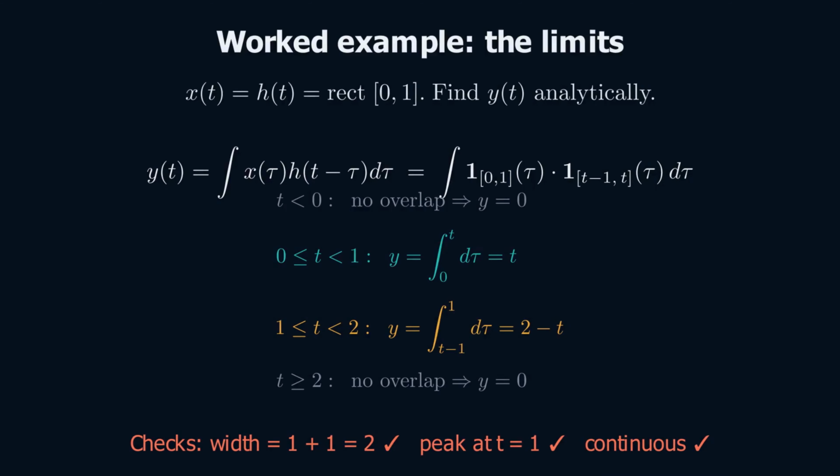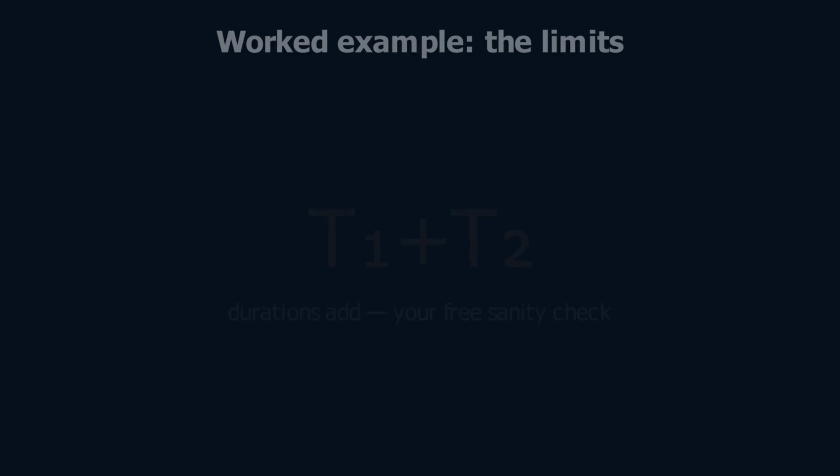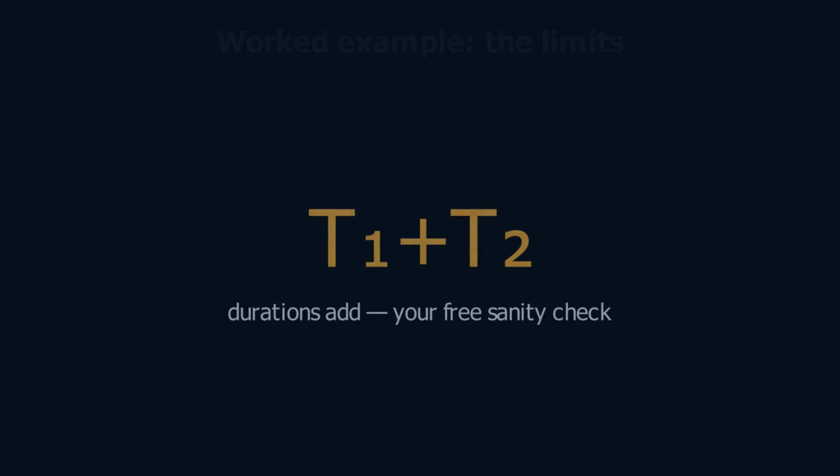The machine, the movie, and the algebra, all one idea. The thing to remember, durations add: t1 plus t2. Every convolution you ever compute gets checked against it in 5 seconds. Next episode, Road 2 finally opens, Fourier series, and signals built from spinning circles.